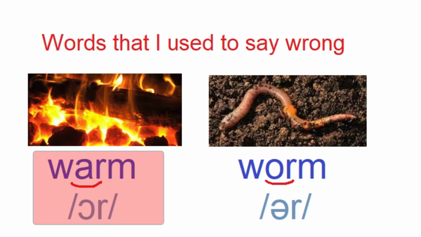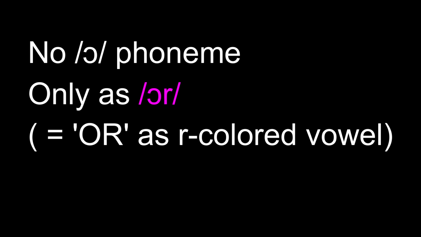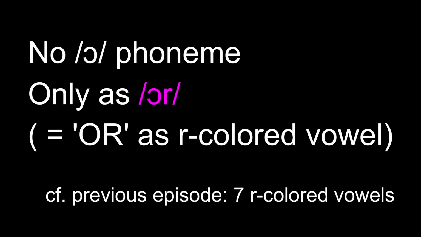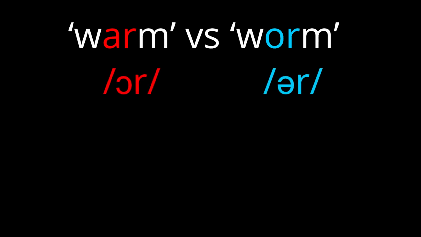Warm and worm. We know that American English does not have the O sound as a pure phoneme. The only time O appears as a valid sound in American English is when R comes after O. This is the R-colored vowel, or, which we were introduced to in the previous episode. Now that we know this OR sound, we can say these two hard words correctly, warm and worm. The key is to know that warm has the OR sound and worm has the schwa sound.